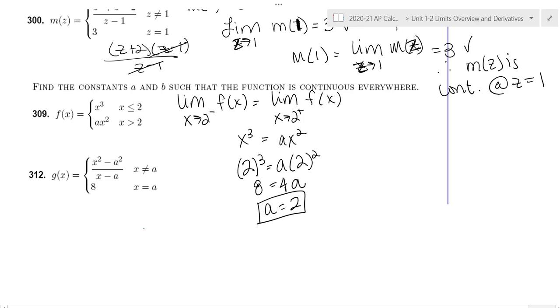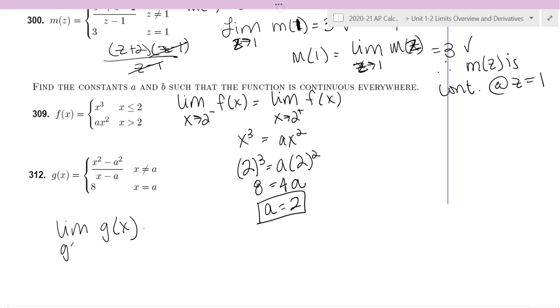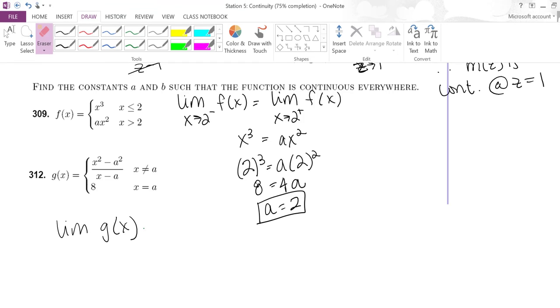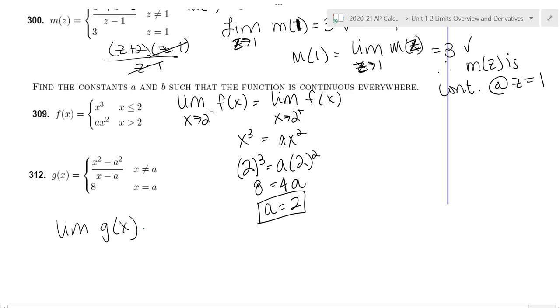Let's get this last one done here. Same thing is going on. We know that the limit as they approach from both the left and right have to equal that value. So the limit of g of x as x approaches a, we don't have said values here, so I'm going to say as x approaches a needs to equal the value of g of a, if I plug in an a.